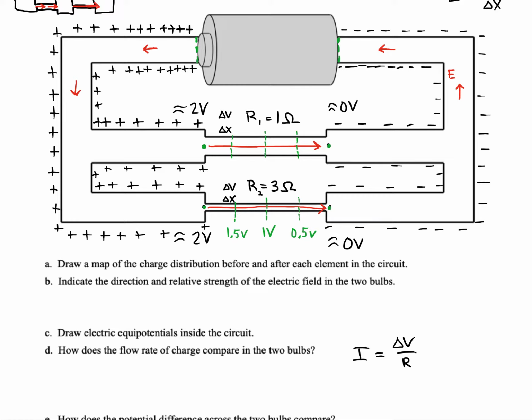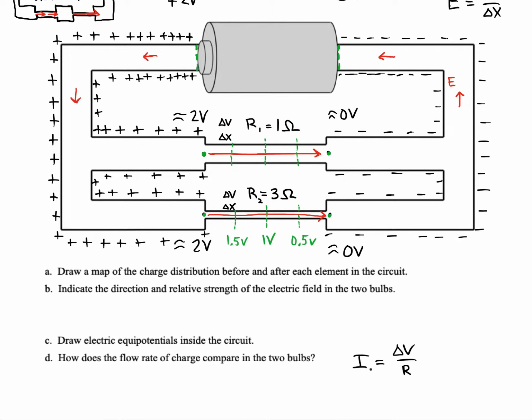So I'm going to do it for both bulbs. We'll do it for I1, for resistor 1, and then we'll also do it for I2. All right, so let's see, I1 for the thick bulb is going to be 2 volts over 1 ohm. So it looks like we're going to get 2 amps in there. So let me write that down. 2 amps in this section.